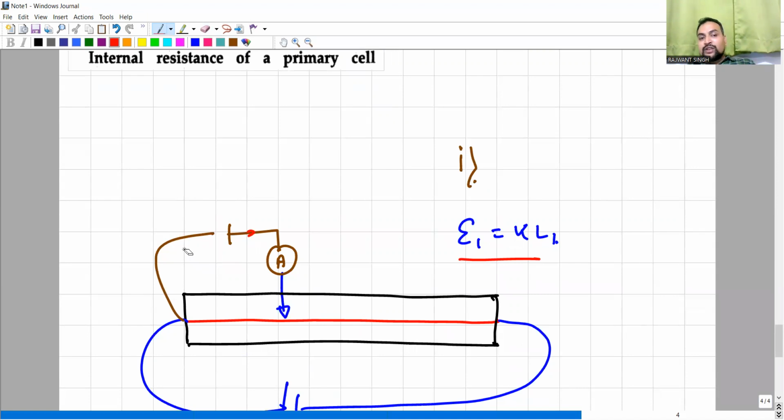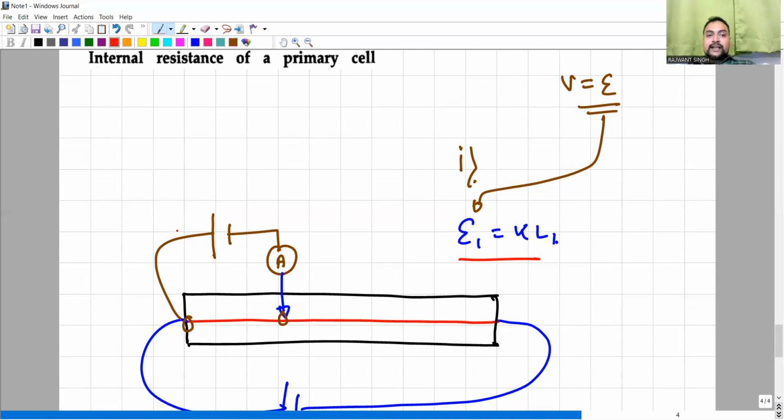Remember, I is equal to 0. No current is flowing, and the ammeter reading was also 0. When no current is flowing in the circuit, then you know from the previous concept that V is equal to E. And that is why I have written here E, because then the EMF of the cell was balancing this potential drop. The EMF of the cell was balancing this potential drop.